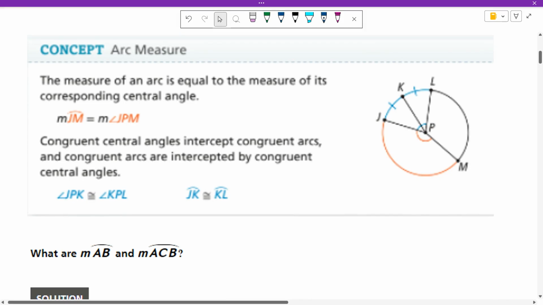But arc measure and arc length aren't the same thing. The measure of an arc is how many degrees an arc is. Not how long it is in centimeters, but how many degrees it is. Okay? Now, when you name an arc, you use 2 letters if it's smaller than 90 degrees. You use 3 letters if it's bigger than 90 degrees.